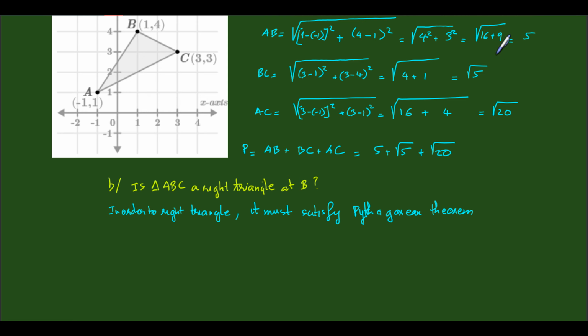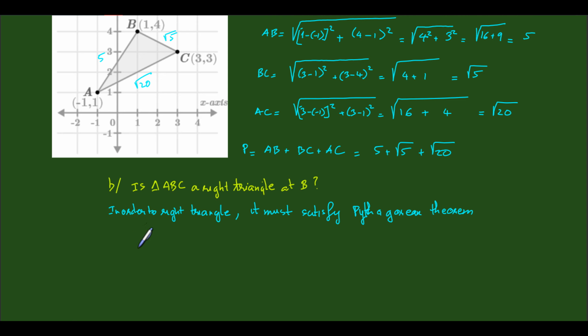Okay, so you look at the sides right here. AB is 5. BC is square root of 5, which is smaller than 5, right? So over here is 5, over here is square root of 5, and over here is square root of 20. It looks like the square root of 20 is the biggest one. So if it is a right triangle, AC must be the hypotenuse. Okay, so we're gonna set up the Pythagorean theorem. Let's see if it satisfies the Pythagorean theorem or not.